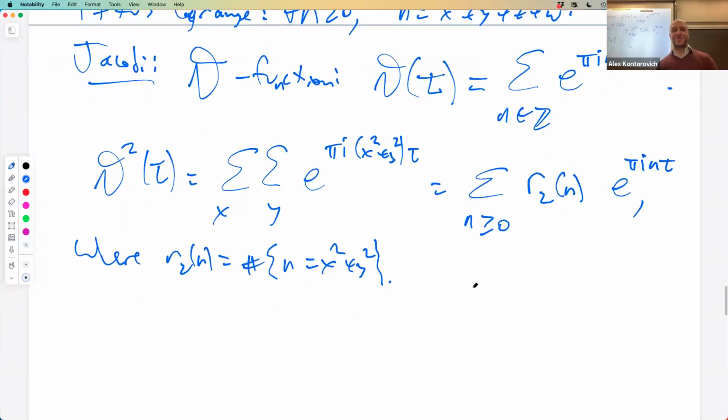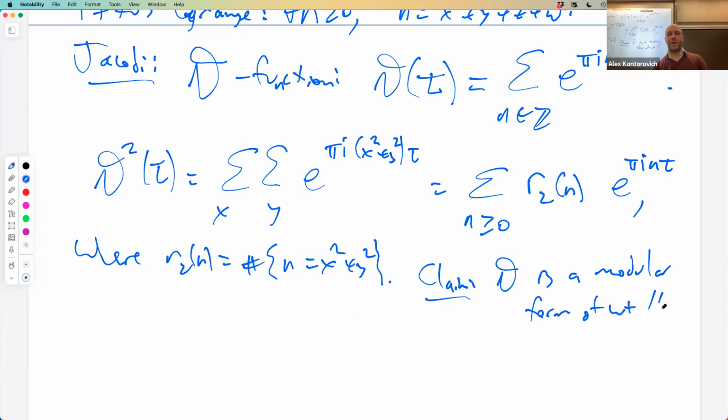Now my claim, and I'm not going to substantiate this claim, is that theta is a modular form, a kind of modular form of weight 1/2. Non-integer weight modular form. It wasn't until Shimura that people really understood what this meant, 100 years after Jacobi.